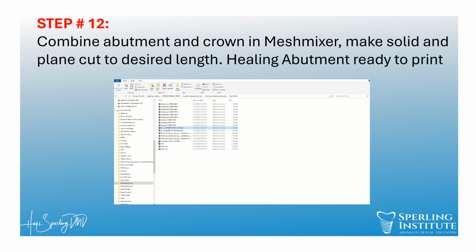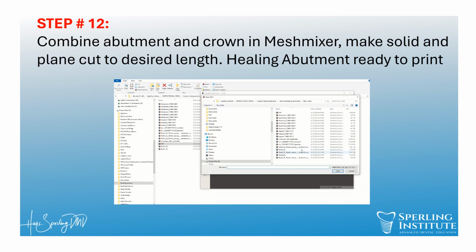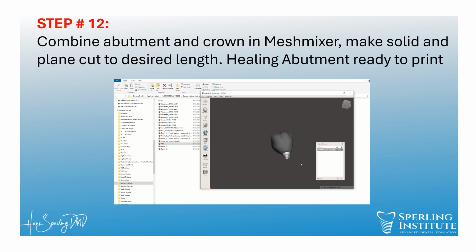And we have number 19, number 20, and number 30. So now we open up number 19 in our meshmixer. And if we wanted to print this crown, this is a crown that's ready to be printed, and we can adapt it to the Ti base that we have. But I wanna do this as a printed crown without a Ti base. So I'm going to select number 19, which is the abutment. So now I have an abutment and the crown.